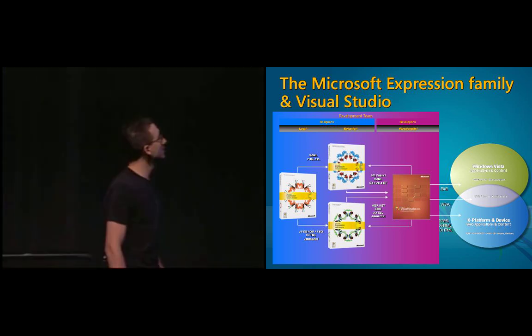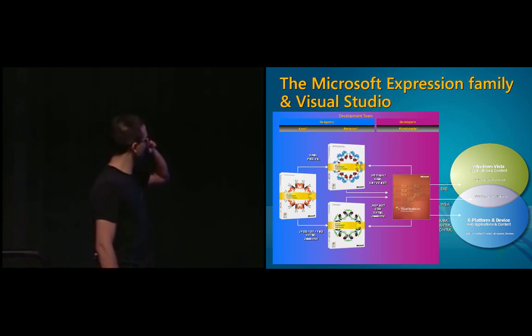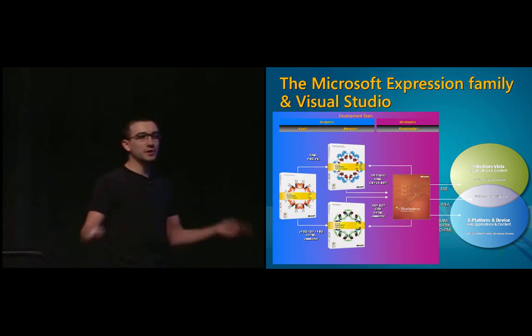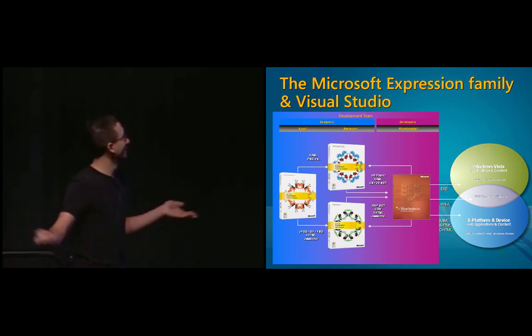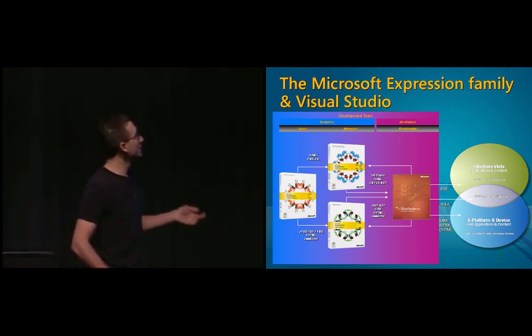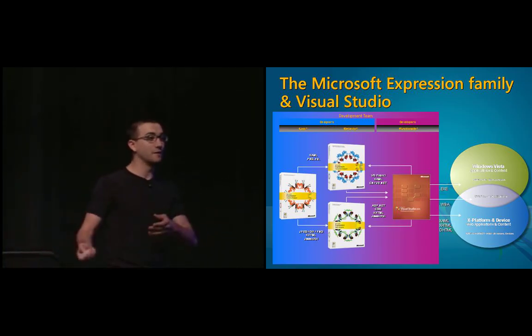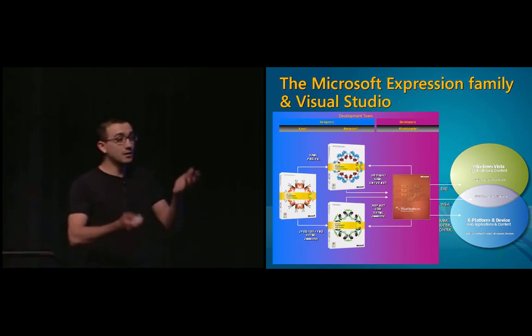So, what's about all the names and the products? We're a suite of tools. We like to say the family of products. It's called Expression, just like you have Office. Office is not really a product by itself. It's a suite of tools.